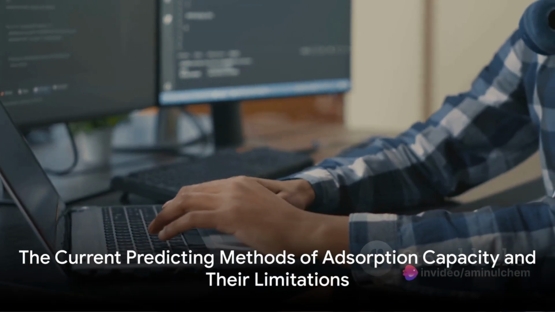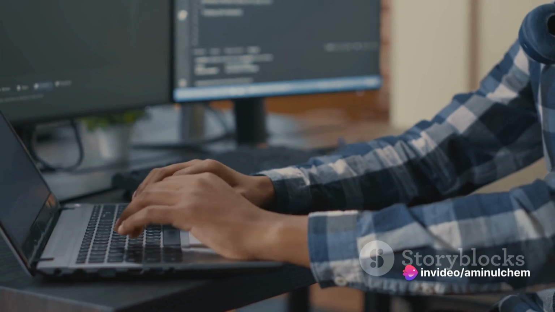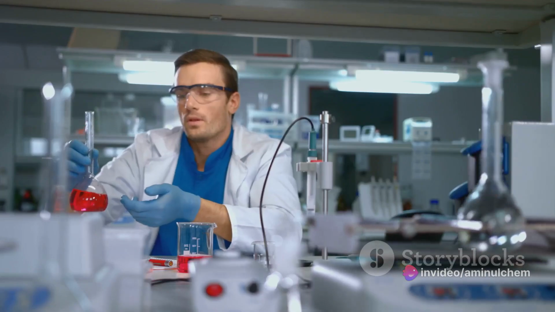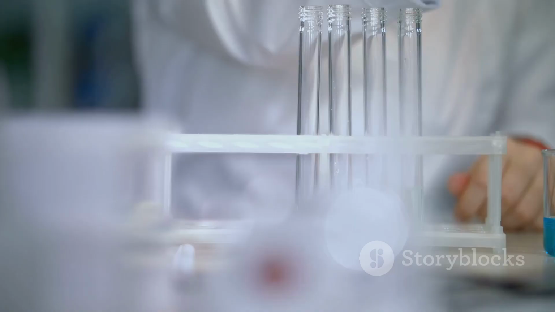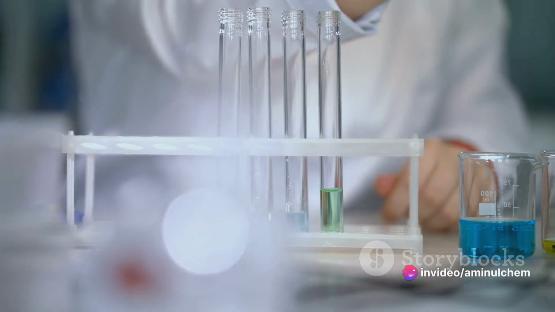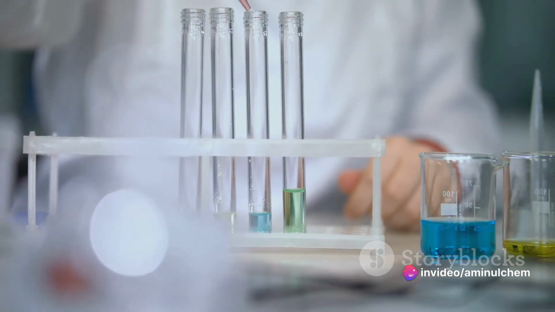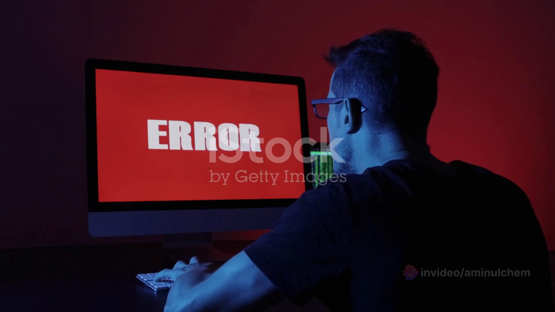Have you ever pondered how scientists predict adsorption capacity? It's a complex process with some significant limitations. Traditionally, adsorption capacity prediction relied heavily on methods that required extensive laboratory testing. These methods often revolve around using a series of experiments to determine the adsorption isotherms and kinetics. However, these methods have their own set of challenges.